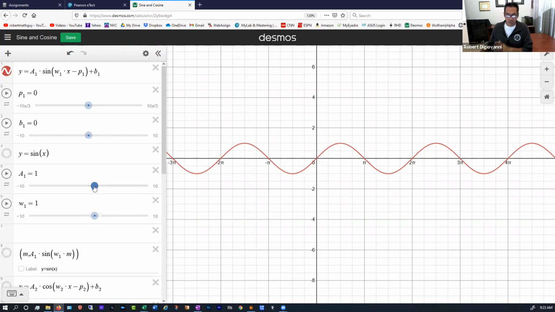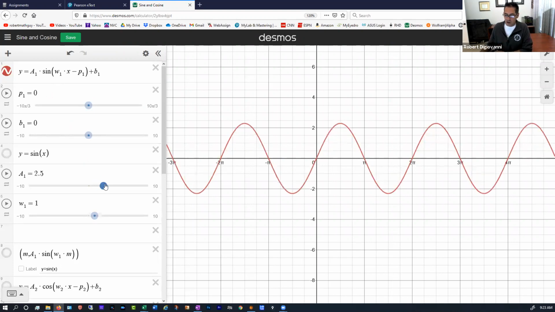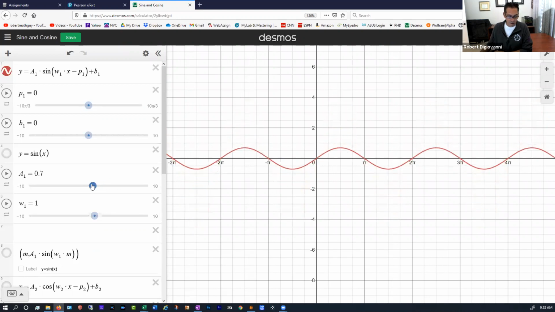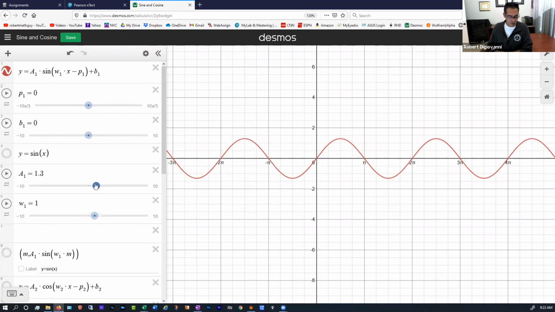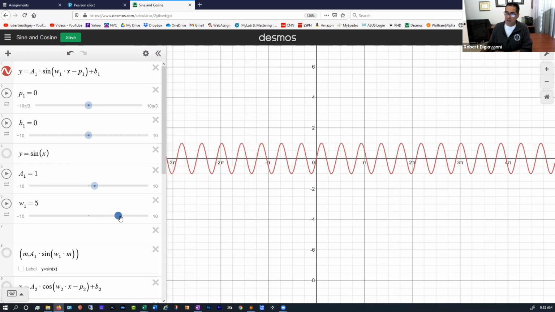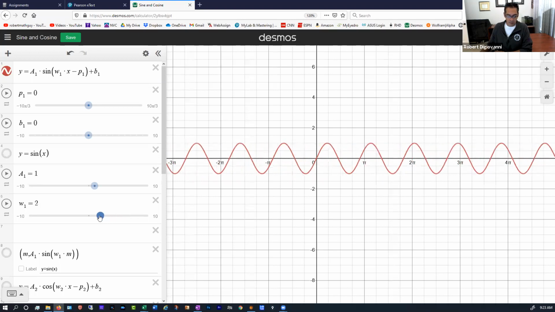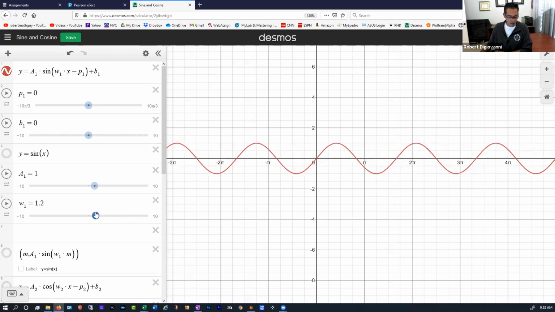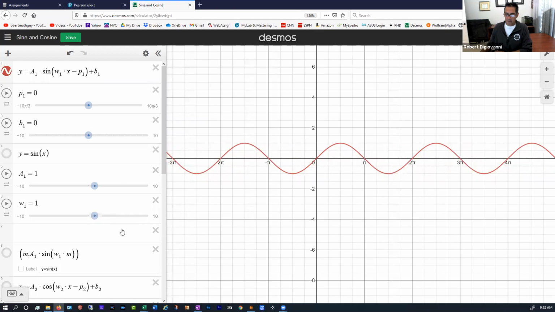First of all, we know what happens if we adjust A, right? A is going to change our amplitude. That's going to change the peaks and valleys. I'll take it back to 1 because that's what we're used to, maybe. There we go. We know that if we change omega, it's going to either compress everything down, have more waves, or it's going to stretch it out, right? That's omega. I'll put it back to 1, maybe. There we go. Okay, so that's our standard sine curve.